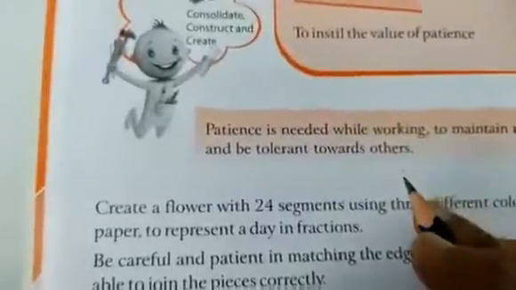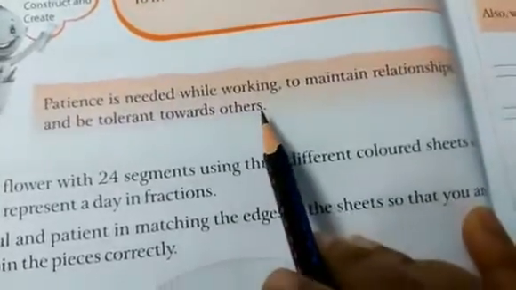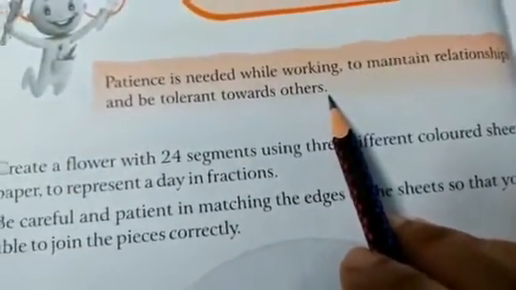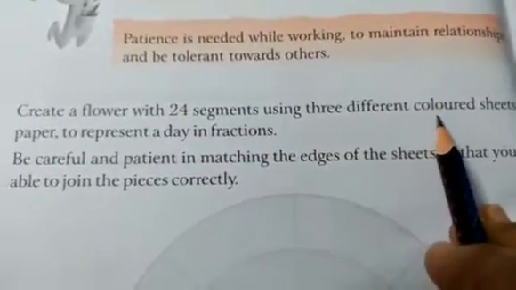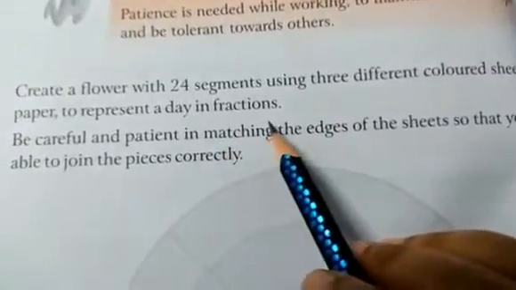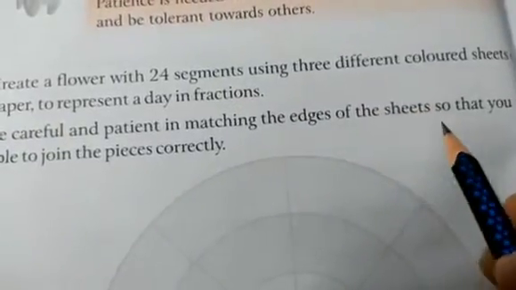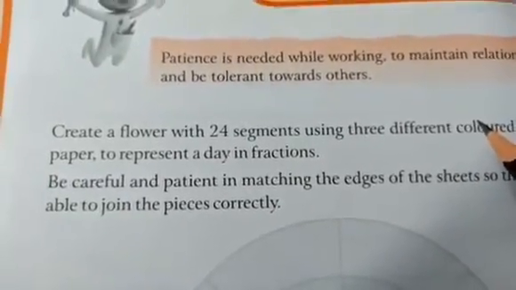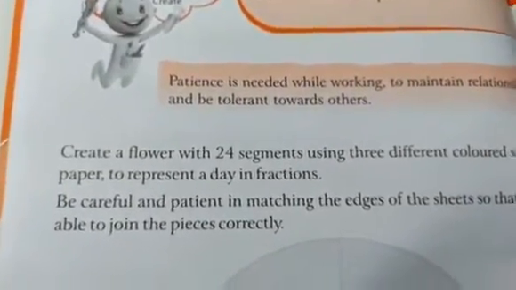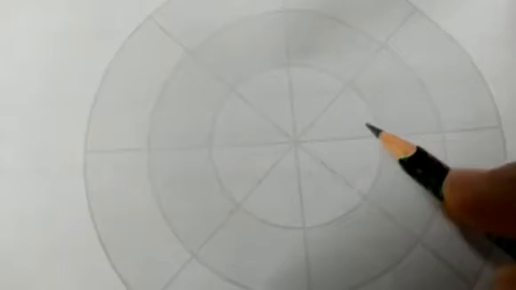Then objective: to instill the value of patience. Patience is needed while working, to maintain relationships and be tolerant toward others. Create a flower with 24 segments using 3 different color sheet papers to represent a day in fractions. Be careful and patient in matching the edges of the sheets so that you are able to join the pieces correctly. So here 24 segments using 3 different colors are there. So you have to cut the papers and stick here.